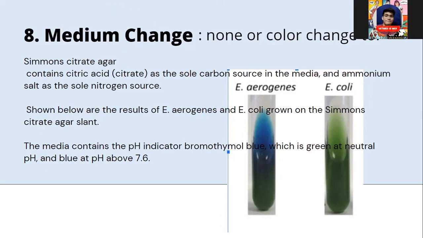First is the Simmons citrate agar, which contains citric acid as the sole carbon source in the media, and ammonium salt as the sole nitrogen source. This below shows the results of E. aerogenes and E. coli grown on Simmons citrate agar slant. The said media contains the pH indicator bromothymol blue, which is green at neutral pH and blue at pH above 7.6.